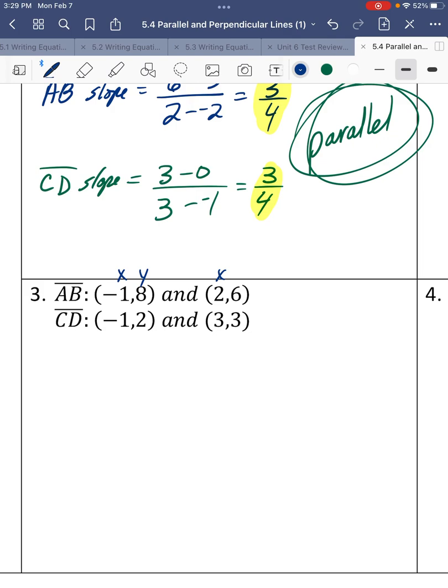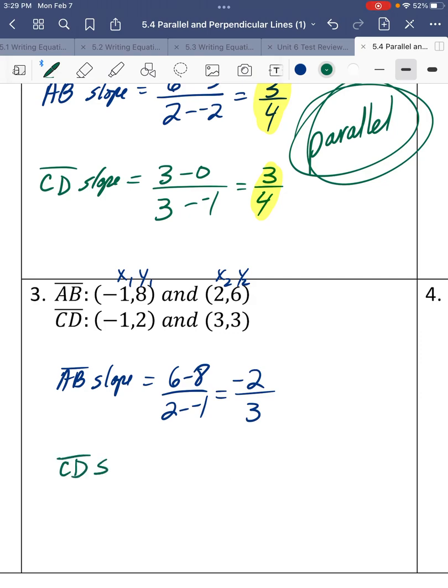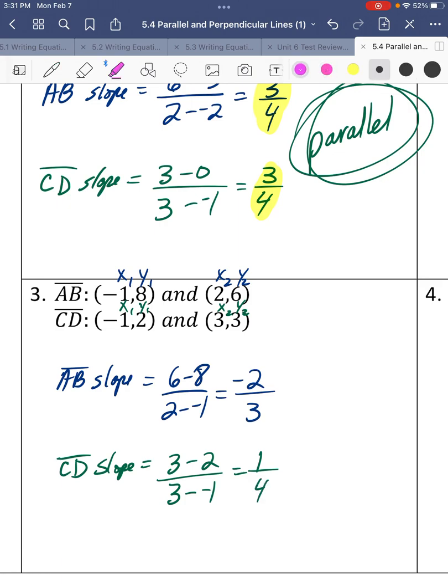All right, let's take a look at number 3. So we have x, y, x, y. First coordinate, second coordinate. So line AB, the slope is 6 minus 8 over 2 minus -1. So -2 in the numerator, 3 in the denominator. Nothing to simplify. CD's slope is y2 minus y1 over x2 minus x1. Gotta keep this stuff straight. That's 1/4.